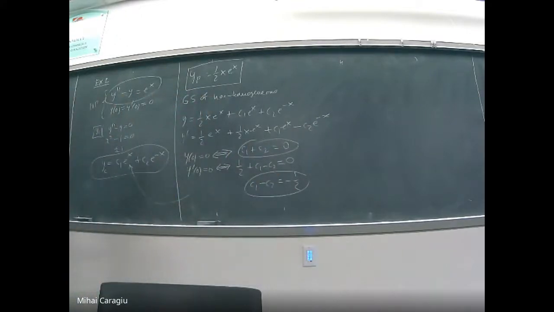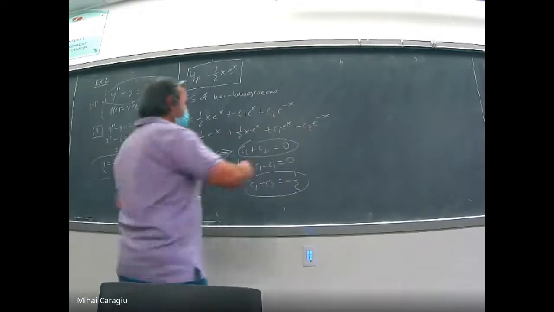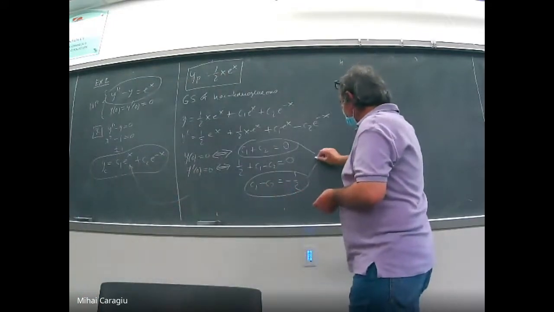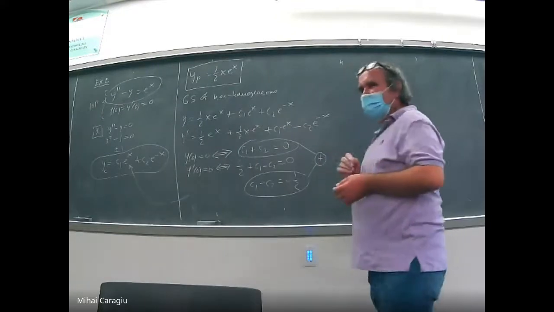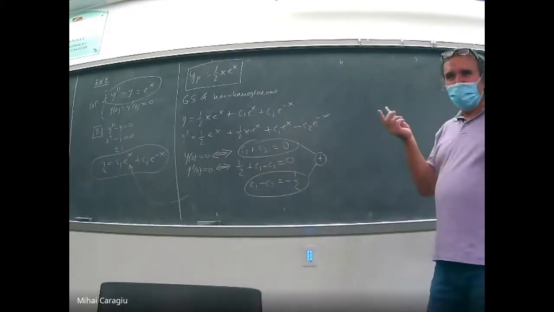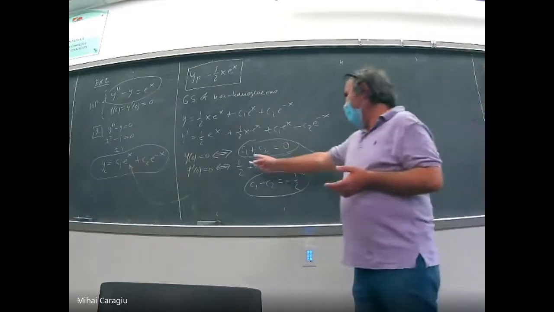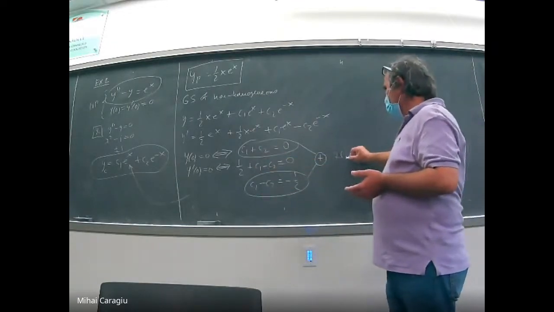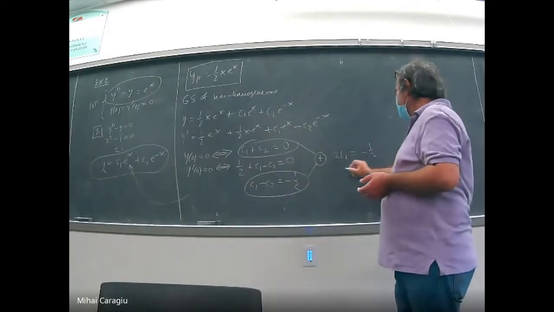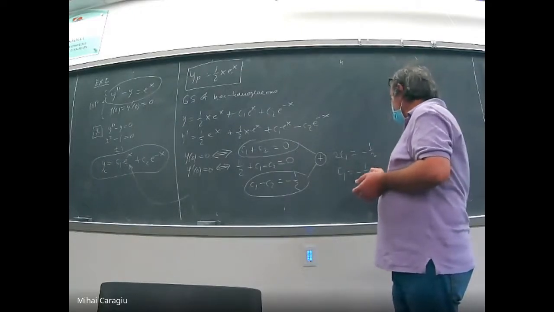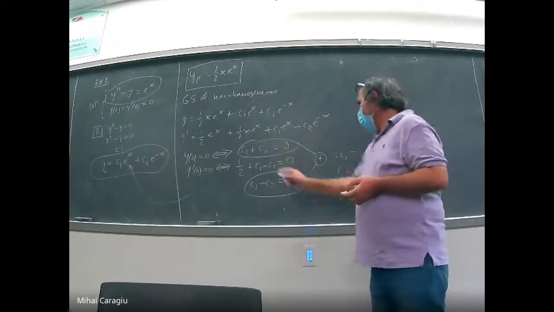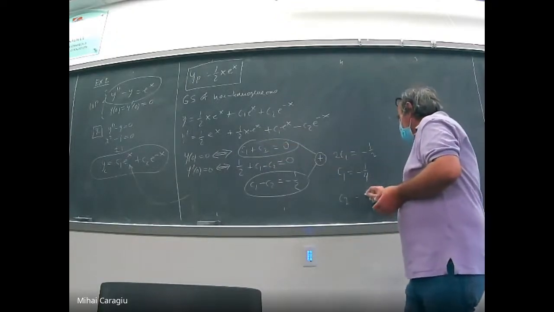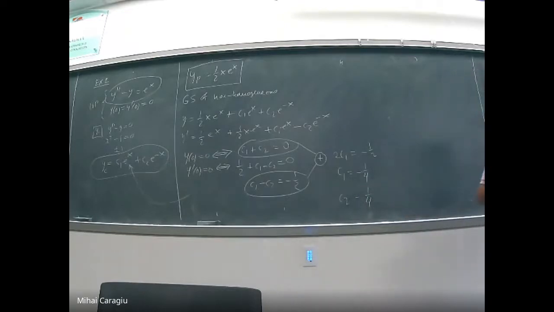How to find c1 and c2 from these two? What about if we add them together? It's very convenient to add them together. So what do we get here? 2c1, c2 will simplify. So 2c1 equals minus 1/2. So c1 equals minus 1 over 4. And because c1 plus c2 equals 0, c2 equals 1 over 4. Right? Because their sum is 0.